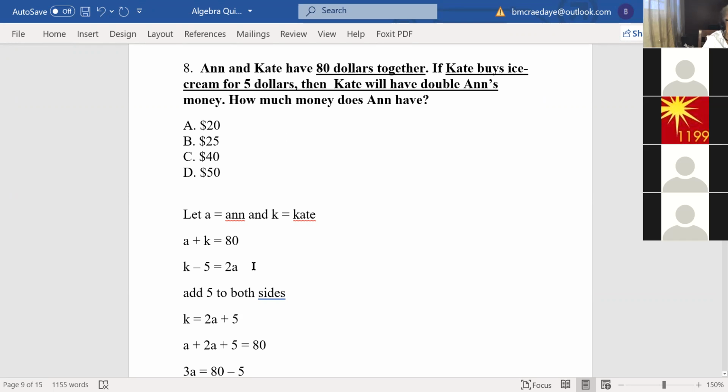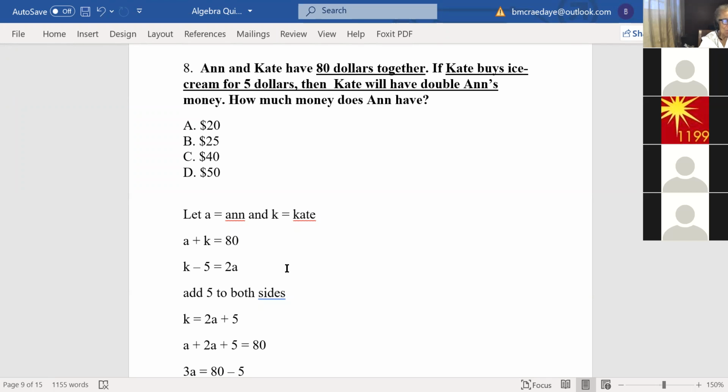Well, it's not really that. It is actually twice 50, and Ann would have had half that, which is 25. You follow? Double Ann's money. So Ann had 25 and Kate had 50. 2 times 25 is 50, and 50 and 25 is 75, and 75 from 80 is the $5 that Kate spent. You follow? That's the $5 that Kate spent. All right.